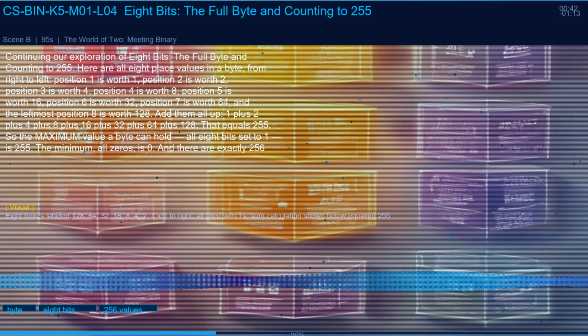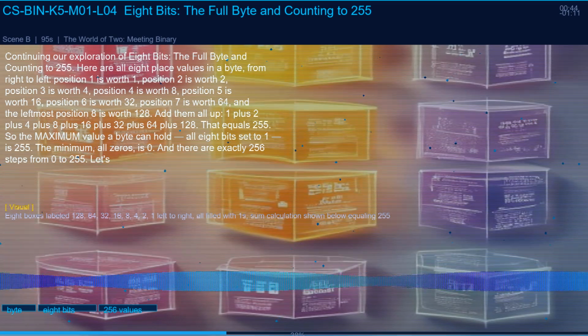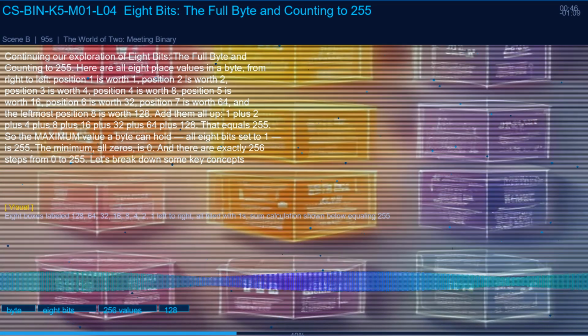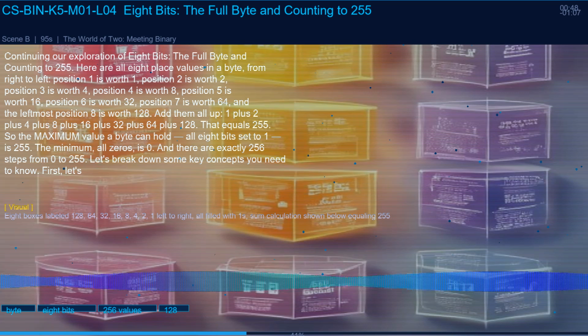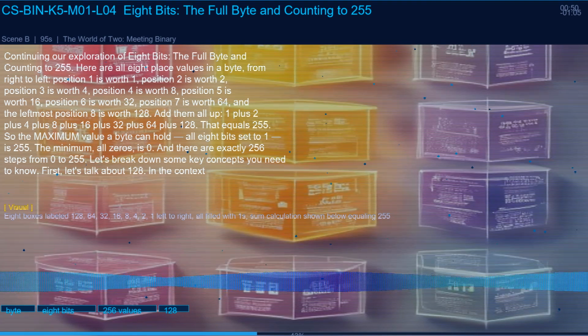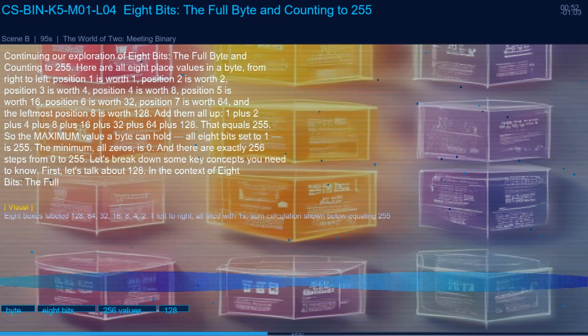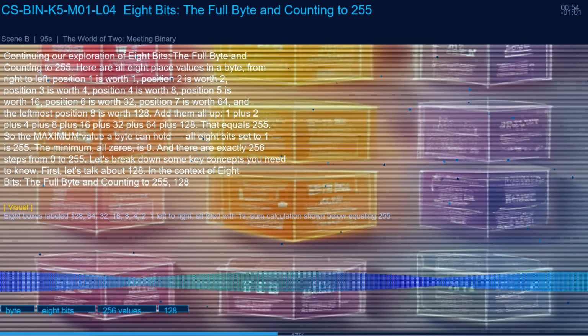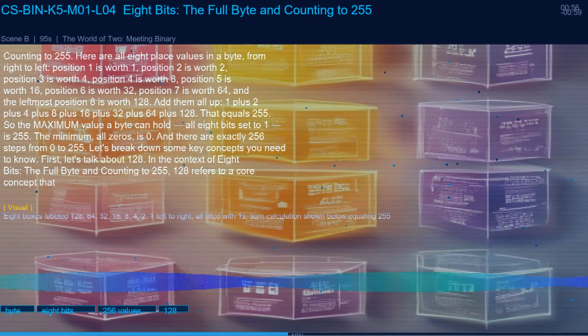So the maximum value a byte can hold, all 8 bits set to 1, is 255. The minimum, all zeros, is 0. And there are exactly 256 steps from 0 to 255.